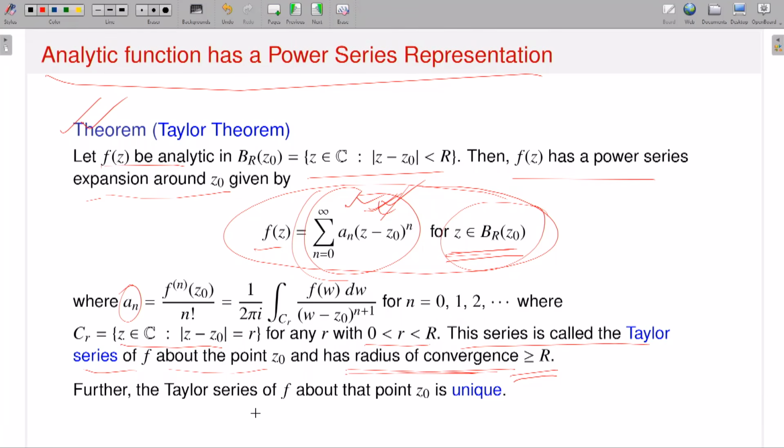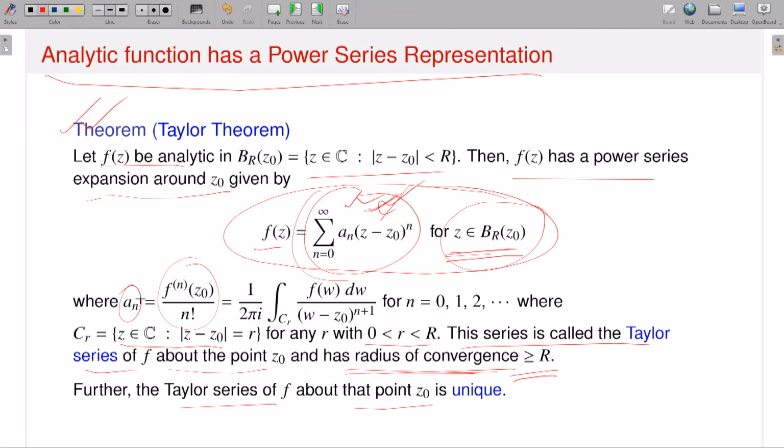Okay. Furthermore, the Taylor series of f about the point is unique. Unique means I can write my coefficients a_n in terms of the function, and that will tell you that if I have two series expansions around the point z0, then I know a_n and b_n in terms of the function, and that will give you that a_n is equal to b_n, so your series is unique.